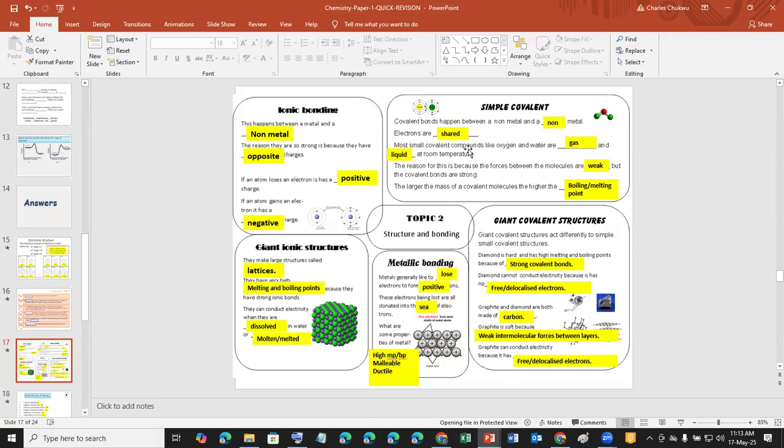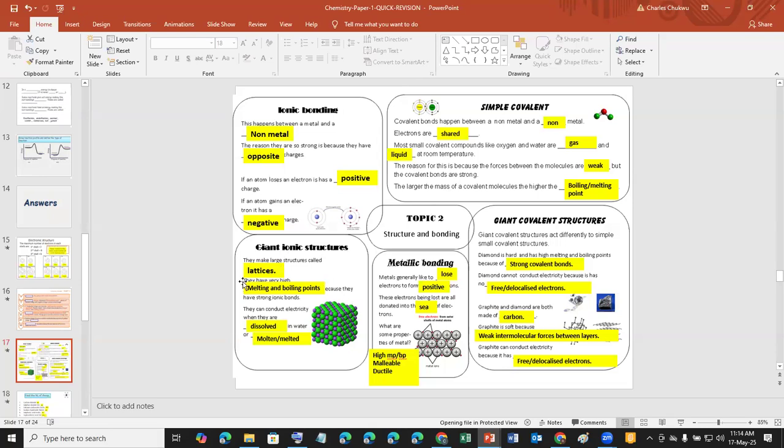The most small covalent compounds like oxygen and water are gas and liquid at room temperature. We said this. Of course, that's respectively. Gas is for oxygen, liquid is for water. The reason for this is that the forces between them, of course, we said that they are weak, but the covalent bonds are strong. The larger the mass of covalent molecules, the higher the boiling or melting point. We alluded to that too.